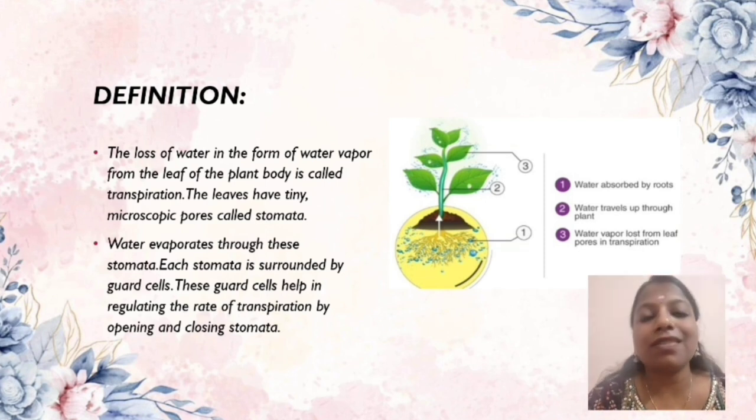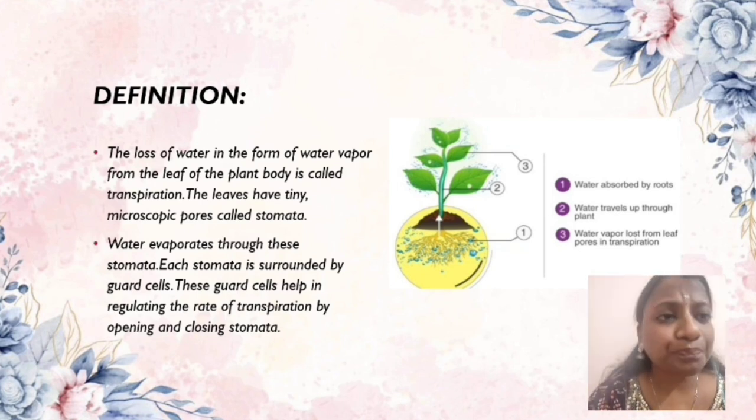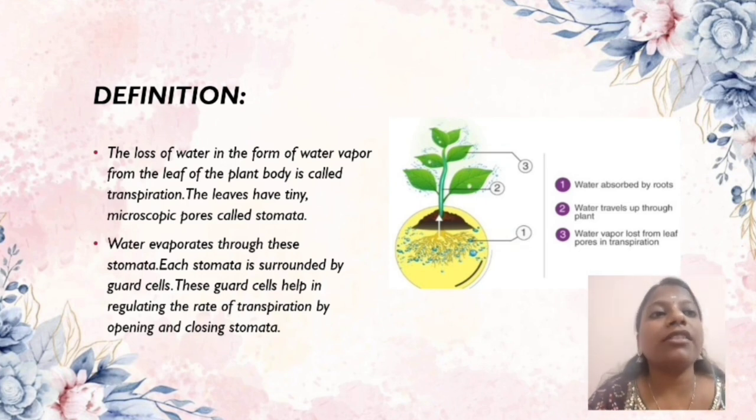These stomata are nothing but tiny pores in the leaves. The stomata are protected by two guard cells, and these two guard cells help in the opening and closing of the stomata. You can see an image on your right side. It shows the process of transpiration, where the root absorbs the water and transports it to the stem, and from the stem it is transported to the leaf, where the stomata evaporate the excess water into the atmosphere. So this is how it takes place.